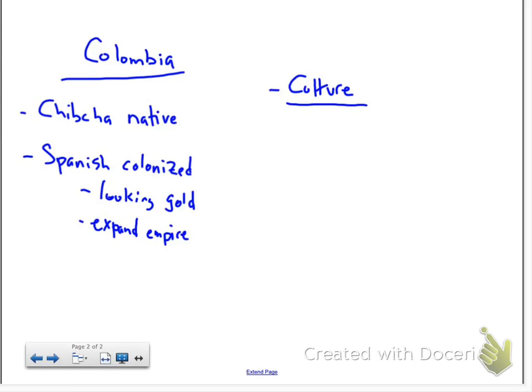Okay? So, what can you tell me about the culture of Colombia? Jackson? Their music is like traditional African songs and dances on the Caribbean coast and South American Indian music in remote areas of the Andes. Okay. Okay, so you've got some African songs and dances. You've got some native songs and dances, Calvin. The main religion is Roman Catholic.